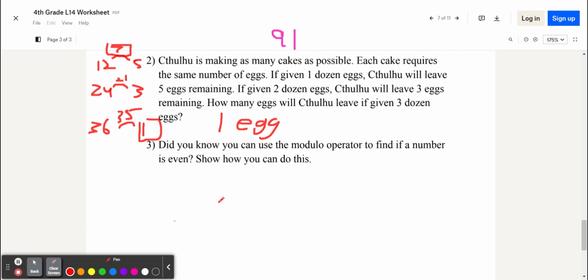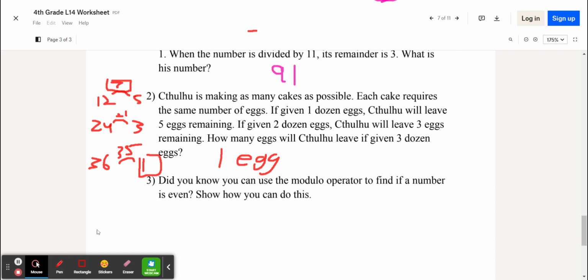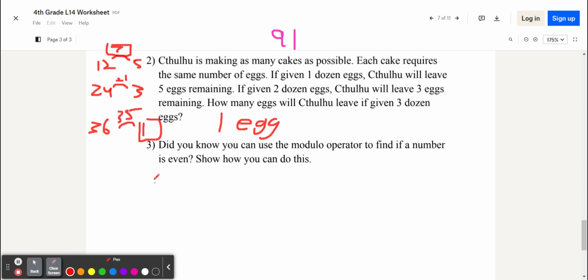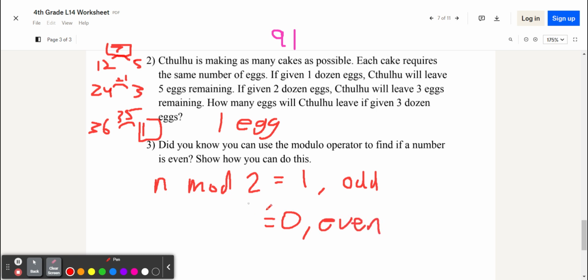And you can use the modulo operator to find out if a number is even, like I said previously. If the number, let's say this is some number named n, if we say n mod 2 is equal to 1, then n is odd. If it equals 0, then n is even. Because if it equals 0, that means it's divisible by 2, and even numbers are divisible by 2. And if it equals 1, that means it's not divisible by 2, which means that it's odd.